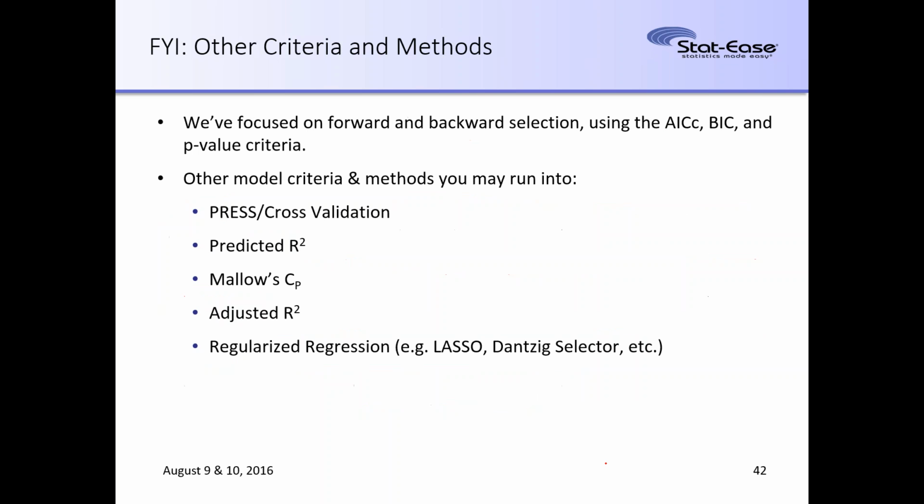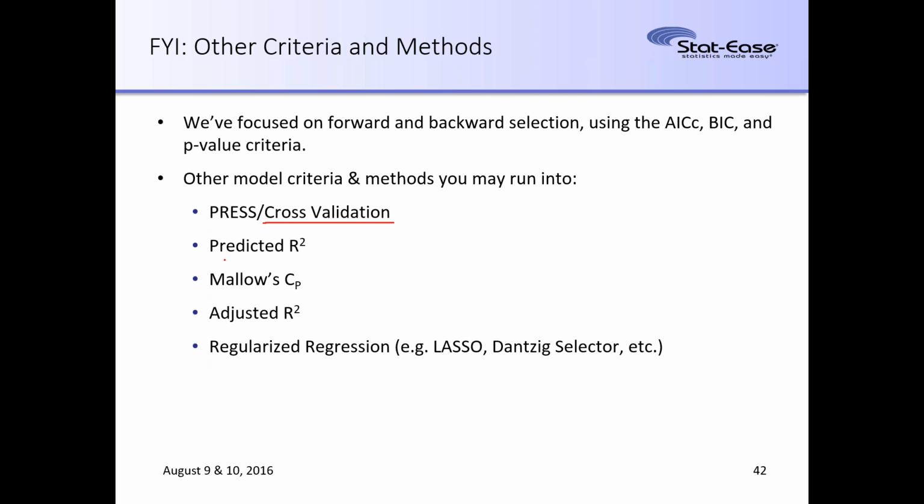And just an FYI, we talked about AICc, BIC, and p-values, forward selection, backward selection, all subset selection. There's lots of other methods out there. I'm not going to talk about them. I'll just point out that they exist. There's something called cross-validation, which you may run into, which leaves data out, sees how well the model predicts on that data, and so on.